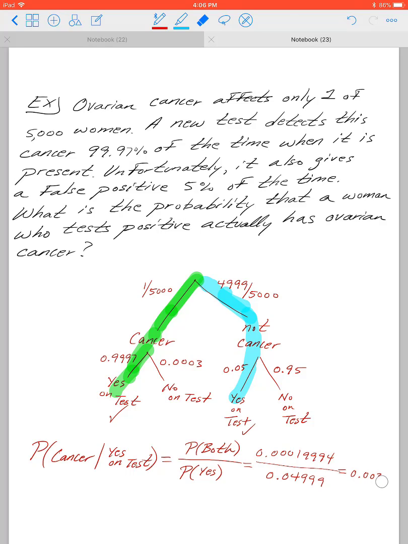This is pretty low, which I think actually, let me round. I'll make that a 4, because the next thing it's 0.0039996. So I'll round that now. Something like that. Okay, less than 0.5% of the time. If someone gets yes on the test, would they actually have cancer?